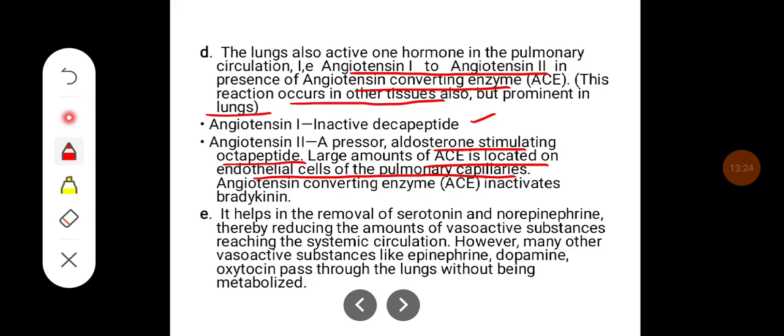Angiotensin converting enzyme inactivates bradykinin. The lungs help in the removal of serotonin and norepinephrine, thereby reducing the amounts of vasoactive substances reaching the systemic circulation. However, many other vasoactive substances like epinephrine, dopamine, and oxytocin pass through the lungs without being metabolized.